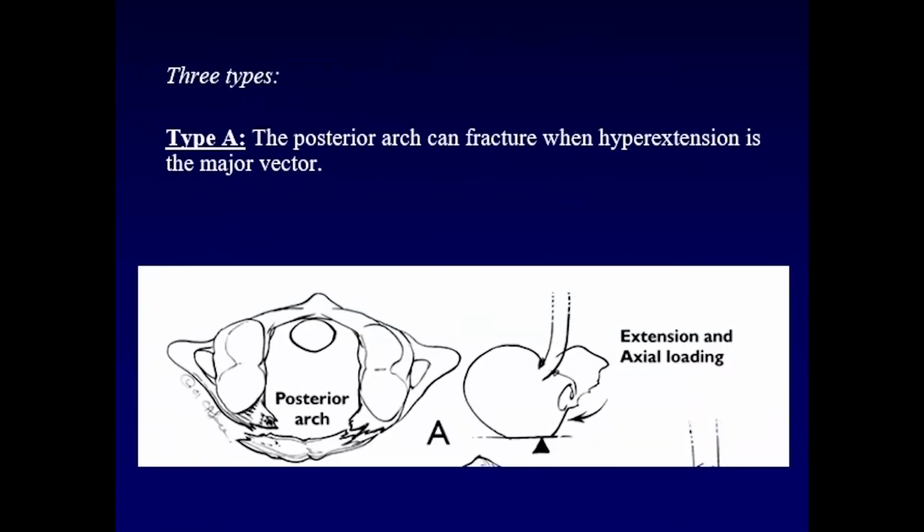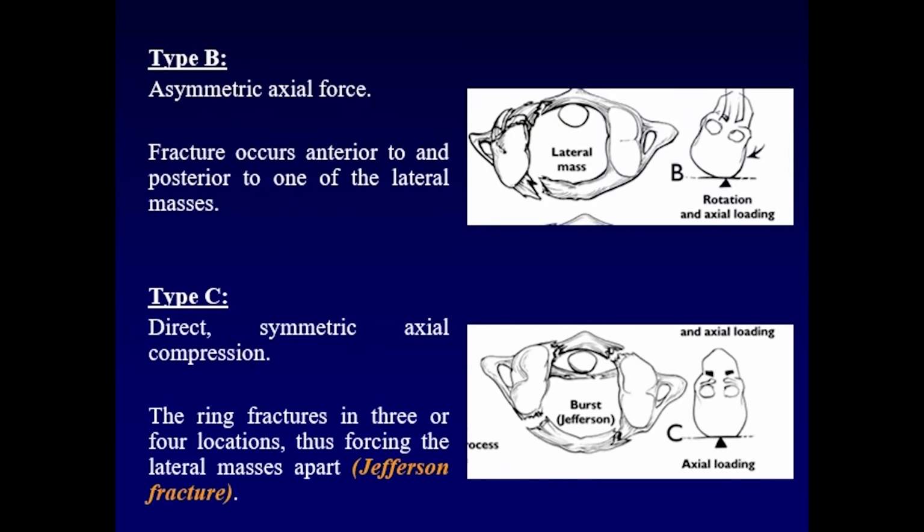They are classified into 3 types. Type A, where the posterior arch is fractured. Type B, when asymmetric axial force occurs, it results in a fracture anterior and posterior to one of the lateral masses. And type C, if there is a symmetric direct axial compression, this results in fracture of the ring in 3 or 4 places, the classically called Jefferson fracture.